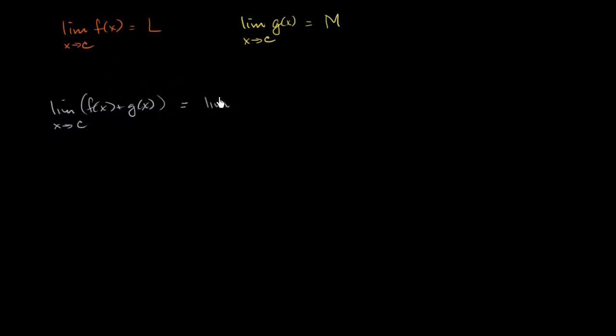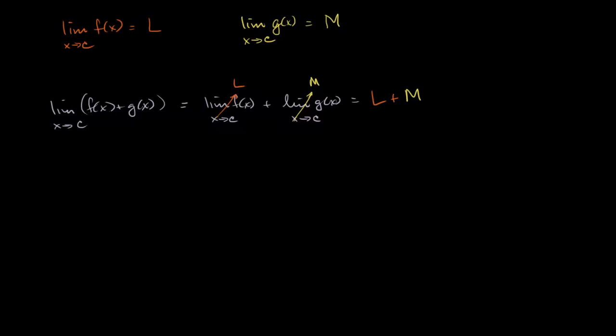This is going to be the limit of f of x as x approaches c plus the limit of g of x as x approaches c, which is equal to, well, this right over here is just equal to L. It's going to be equal to L plus M. This right over here is equal to M. Not too difficult. This is often called the sum rule or the sum property of limits.